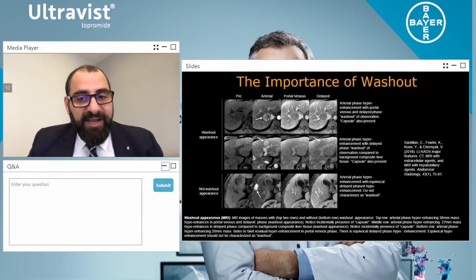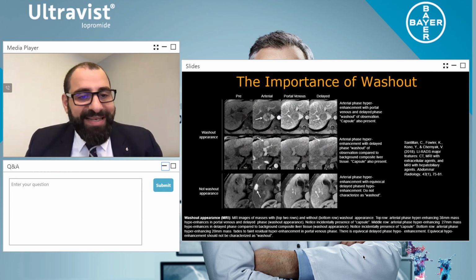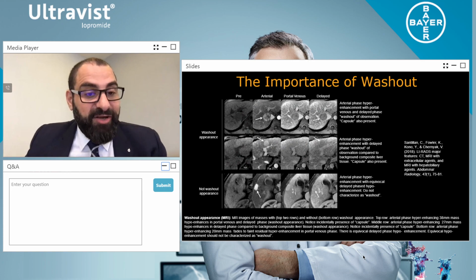If we go to the second one here, this is a hyper-enhancement capsular lesion that's nicely enhanced. And then in the delayed phase, we still have contrast in the liver, but what happens then is the contrast has washed out. So this tells me this is highly benign.